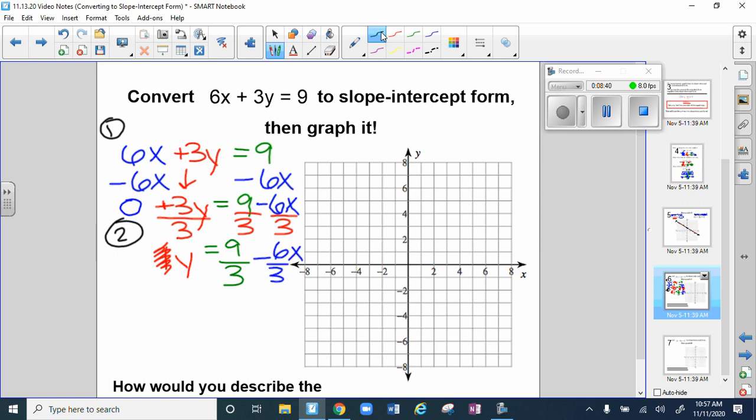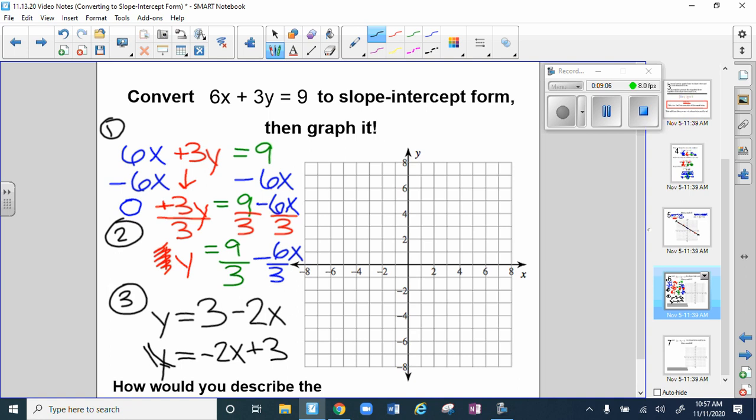And my last step is to simplify those fractions, or do the division if you can do it in your first step. And I'm left with y equals 9 divided by 3 is 3, minus 6 divided by 3, which is 2x. So I have y equals 3 minus 2x. And I could also write that as y equals minus 2x plus 3. Both are correct. You can do either one.